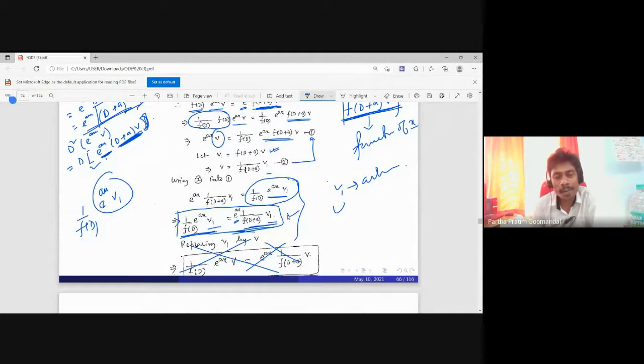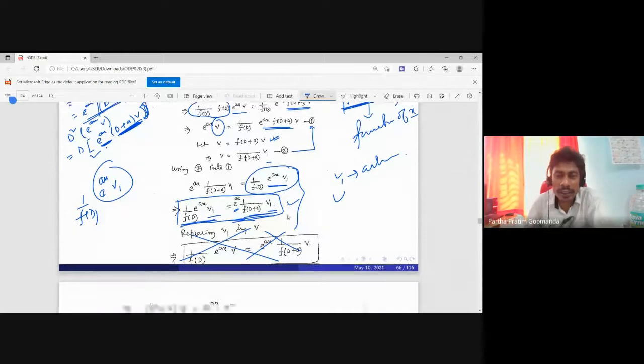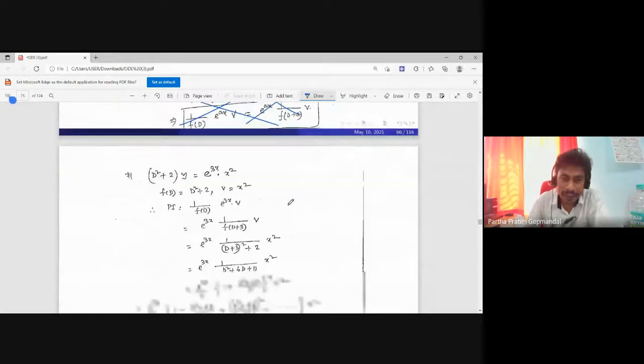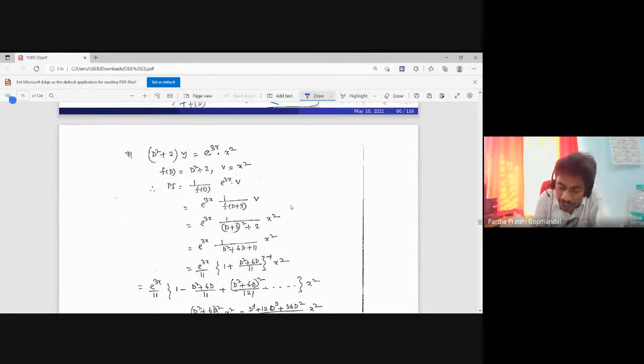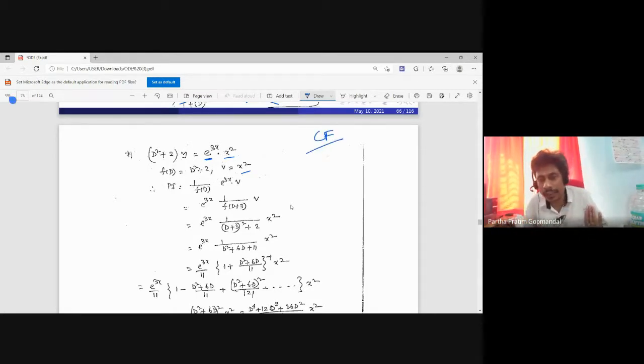Let us implement it, then it will be more clear. The theory is okay, but let us implement it with a very simple example that I have considered here: e to the power 3x times x square. So you have v as x square here, and e to the power 3x is given. f(D) is D square plus 2. Please complete the derivation on CF that I must skip here. I will only consider the particular integral right here.